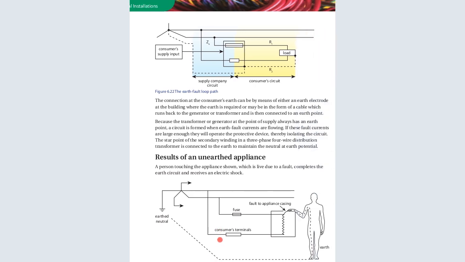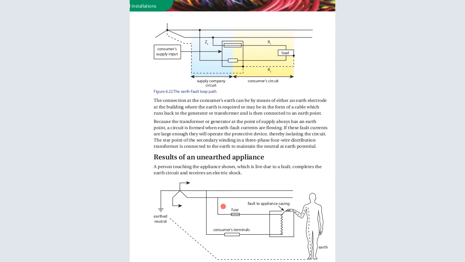So, consumer supply: you can see the supply company's circuit and the consumer's circuit. This is the supply company circuit, which is Kenya Power, where we have the fuse and the cable supplying. And this is the load. The consumer circuit is the load. Now, the connection of the consumer's earth can be by means of either an earth electrode at the building where the earth is required, or it may be in the form of a cable which runs back to the generator or transformer and is then connected to the earth point.